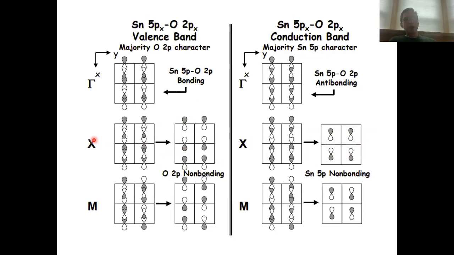So as we go from chi to m, we see that we remain here at a non-bonding situation, okay? And the same is true for the crystal orbital that has tin 5p character. So we go from bonding to non-bonding, and then we stay at non-bonding as we go from lambda to chi to m.